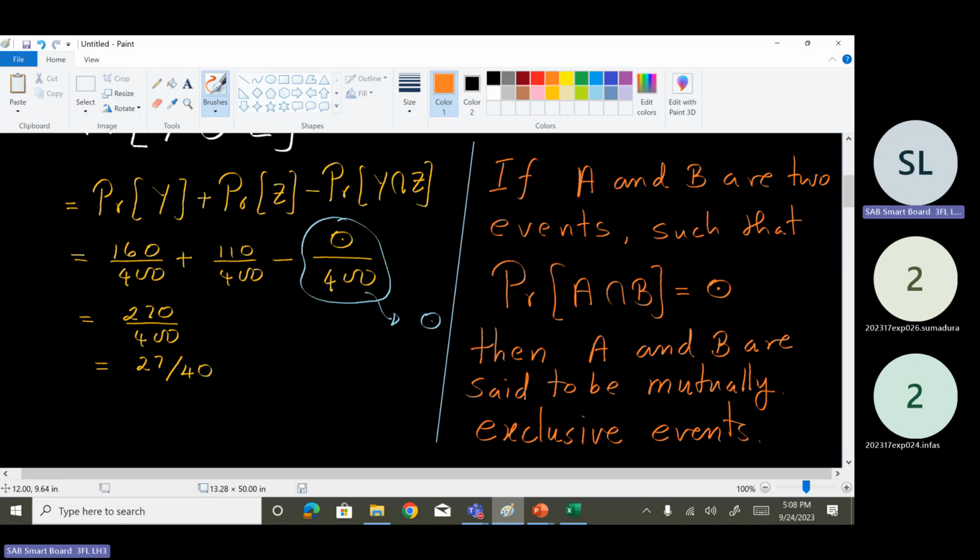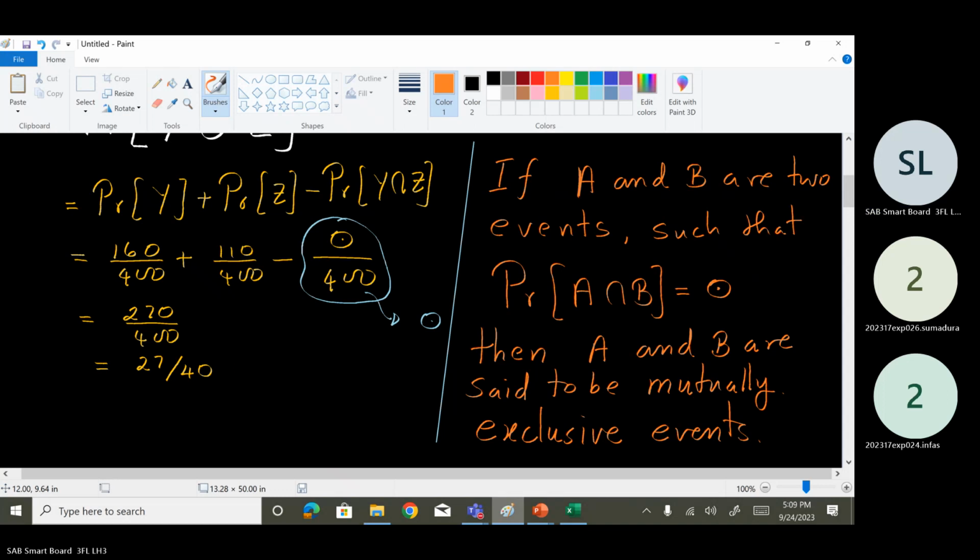If the AND probability of two events is zero, then those two events are called mutually exclusive. Mutually exclusive means both cannot happen together. For example, tossing a coin: two events are getting a head and getting a tail, mutually exclusive. If you get a tail, you don't get a head. If you get a head, you don't get a tail. So both cannot happen together.